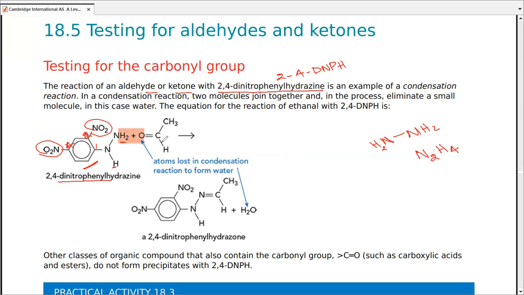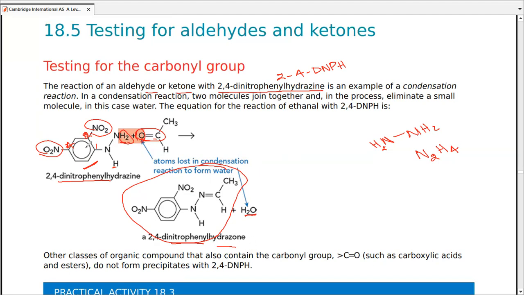Now, every time they're going to react with either an aldehyde or a ketone, the reaction goes positively. Why? Because they have the carbonyl group. Now, this is more like a condensation reaction. This H2 from the hydrazine and this oxygen from the carbonyl group are always going to form water, and the rest would combine to give us 2,4-dinitrophenylhydrazone. It's known as 2,4-dinitrophenylhydrazone.